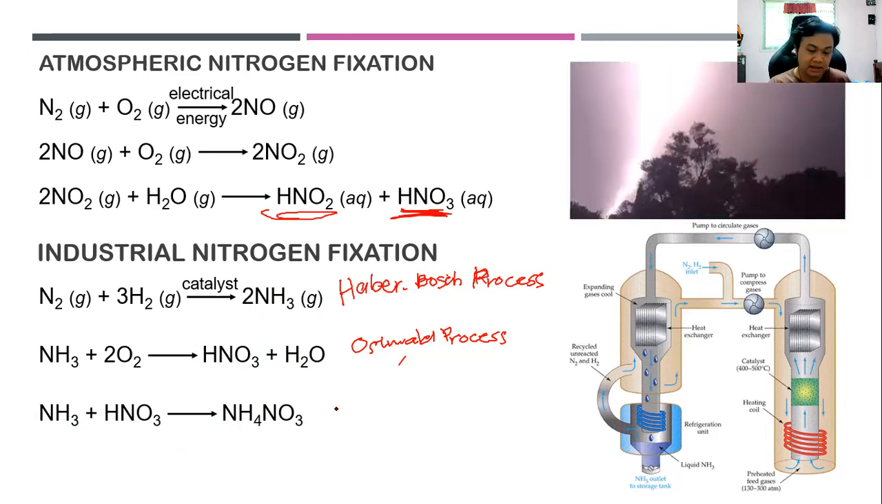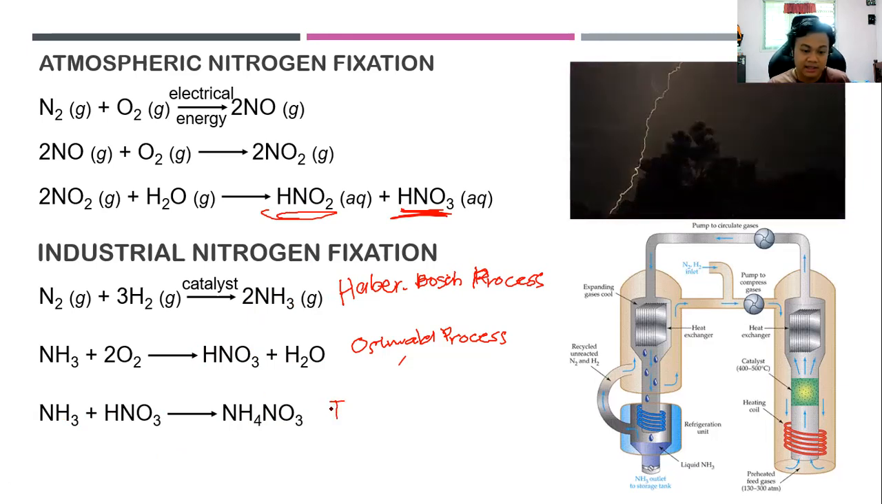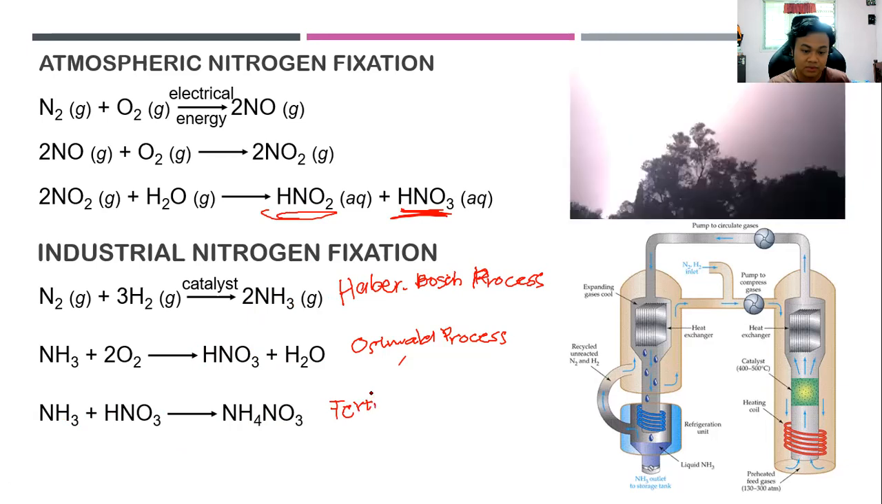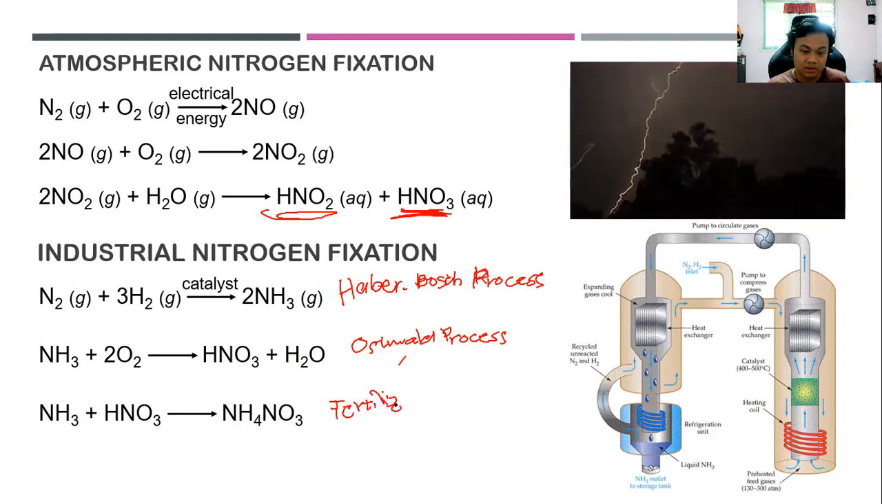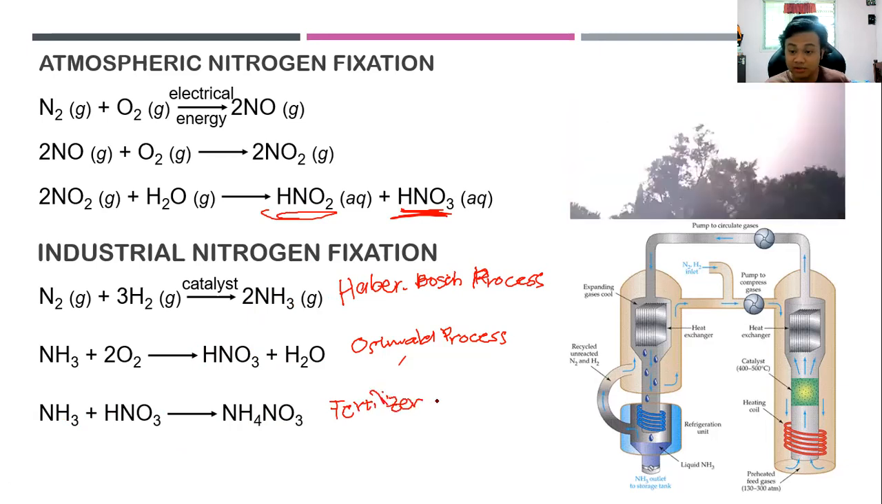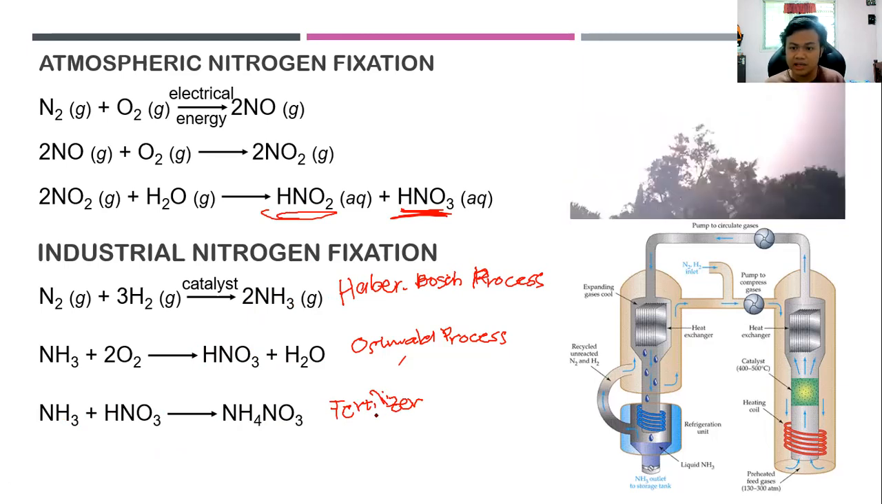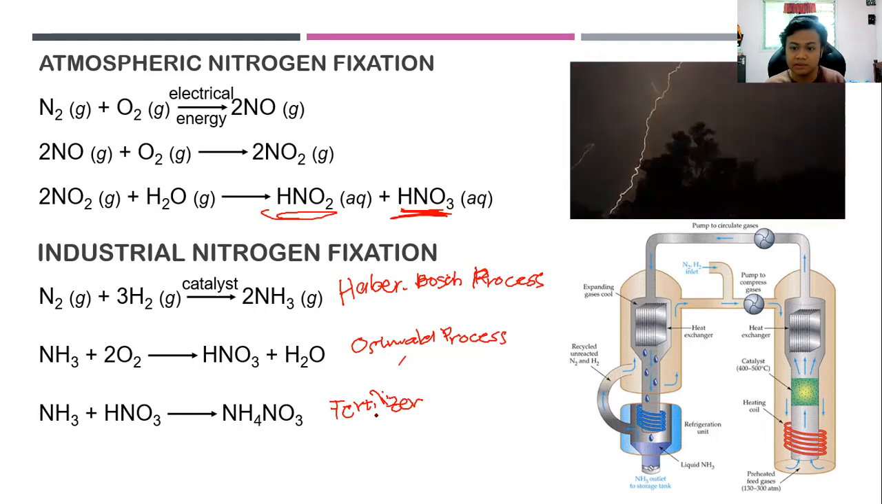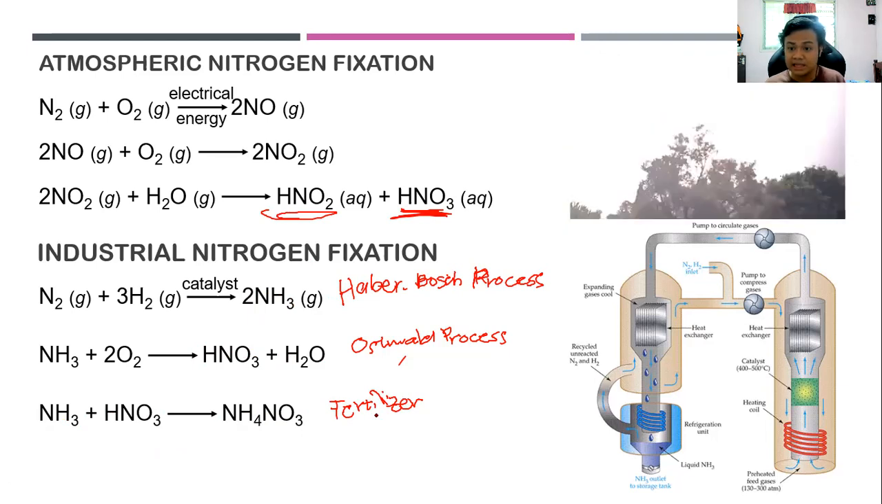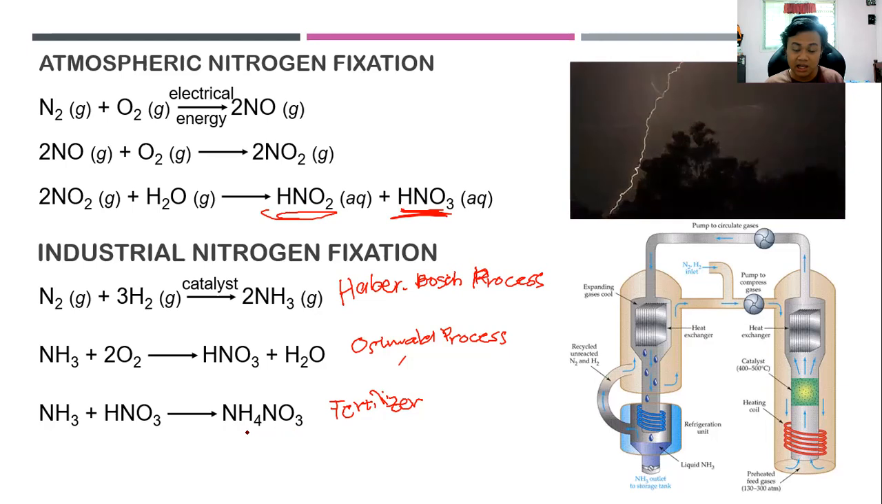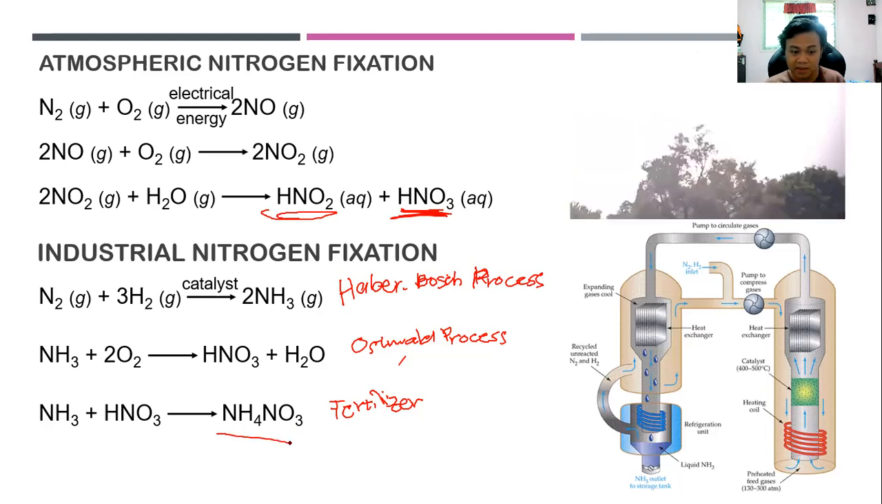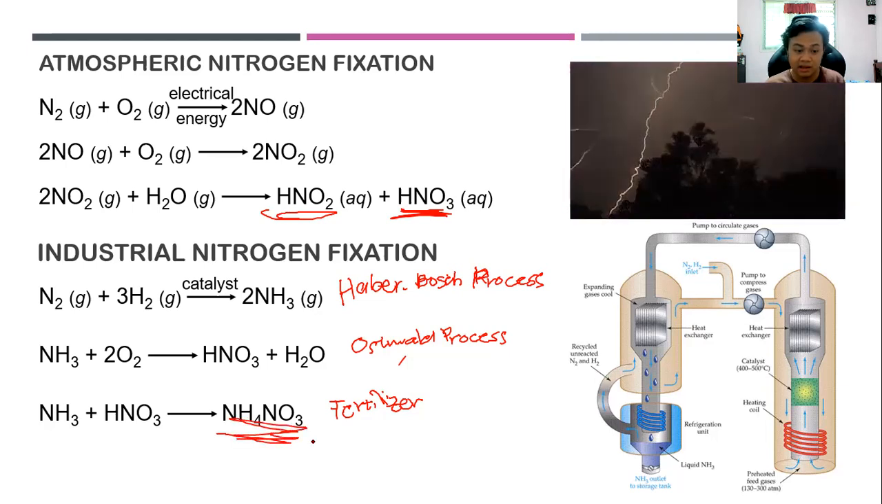So ammonium nitrate is used as a fertilizer. If you remember the explosion in Beirut, Lebanon recently, that was the chemical involved, ammonium nitrate.